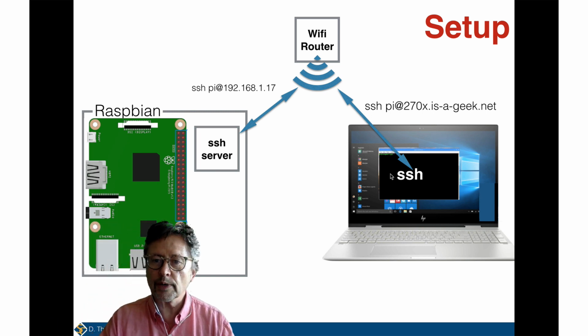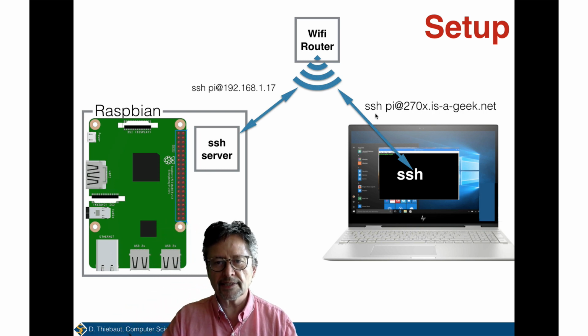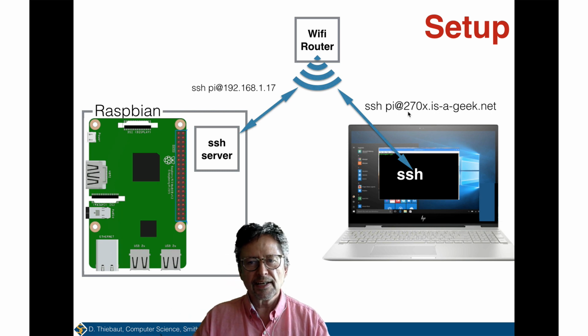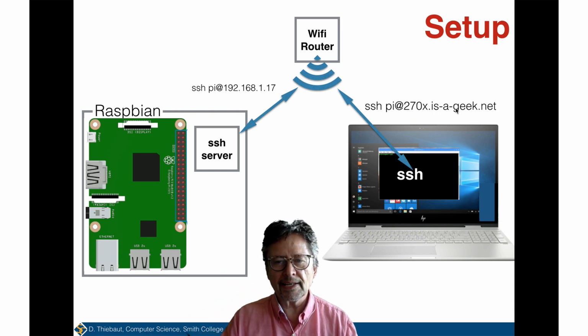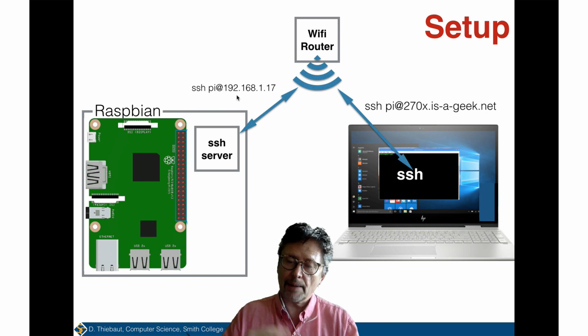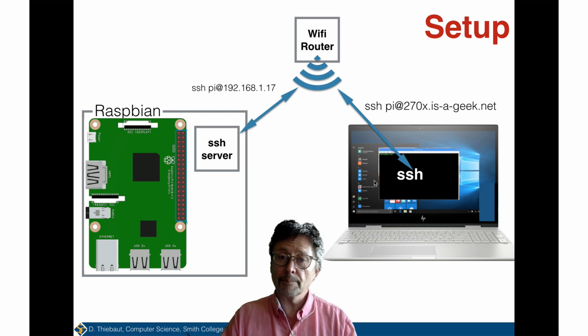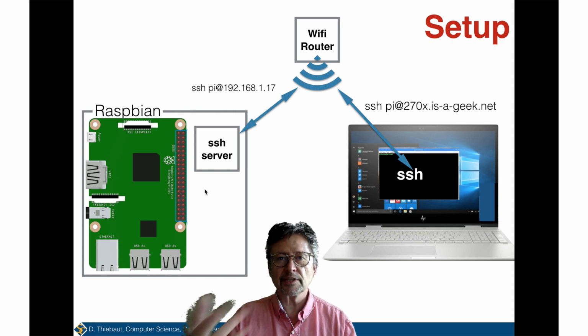Right now, hopefully, you should be able to SSH to your Raspberry Pi, and you provide a domain name of this form, and then the DNS server is polled and returns the IP address on your local area network of your Raspberry Pi, for example 192.168.1.17, which happens to be the address of my Pi on my network. This way your laptop can connect to your Raspberry Pi through SSH.